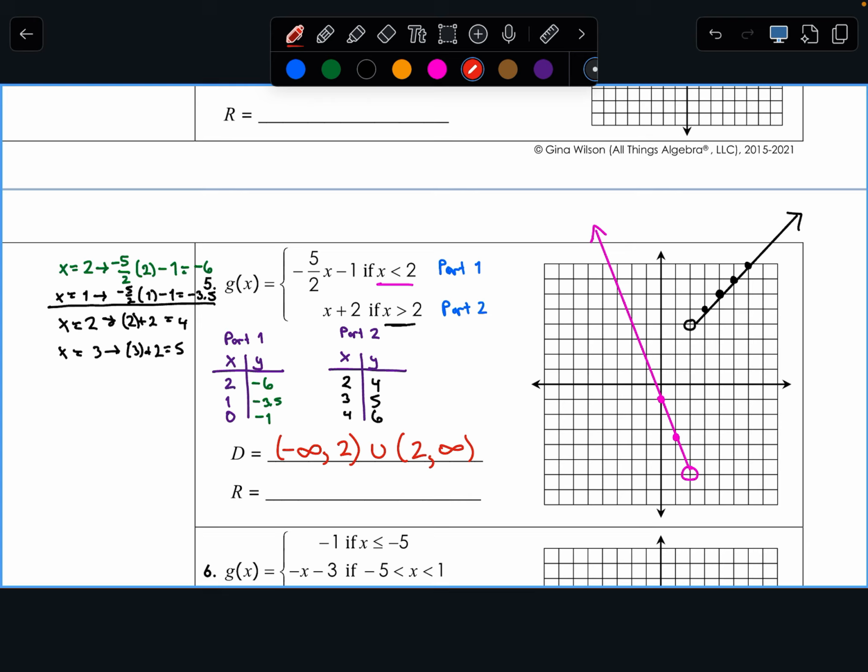So there's the domain. So now let's do the range. Let's start with the range. What is the lowest the range is, the y value on this problem? Negative 6. What do we put in front of it? A parentheses, right? Because it's open, like I said. So it's going to be parentheses, negative 6, comma.